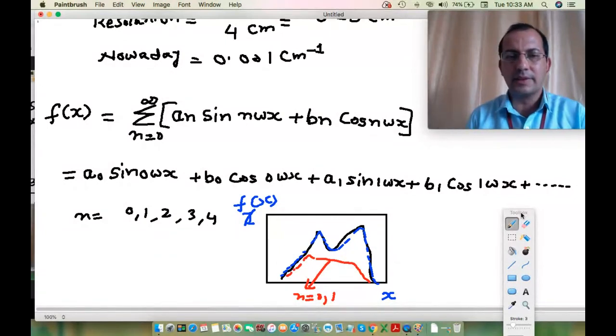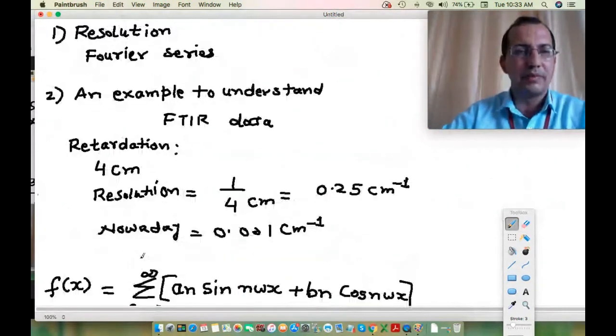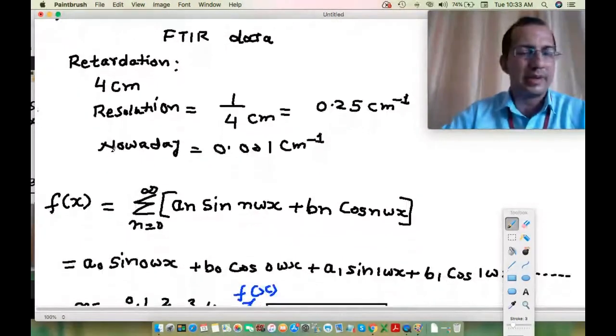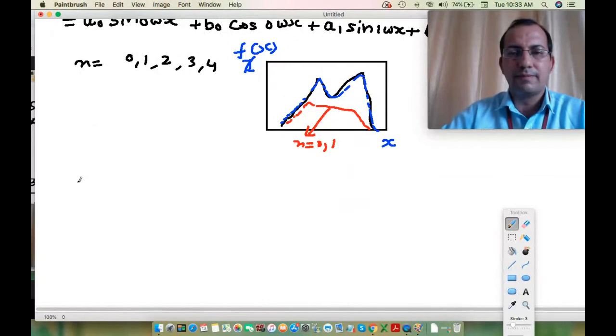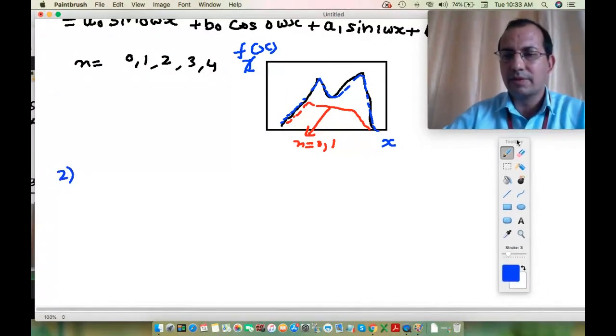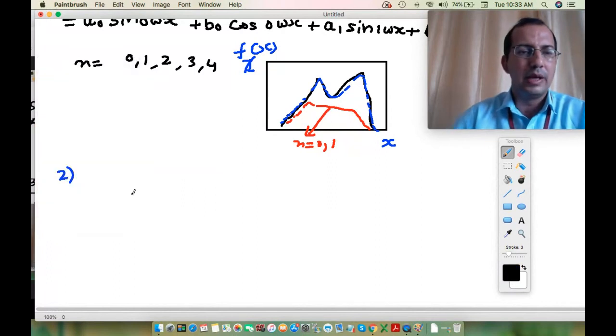Now let's come to the second point which we would like to understand, which is an example to understand FTIR data. Before understanding this, I think it would be better to have the second point with an example, otherwise you will not be able to understand what is happening with the system itself. Let me find that point for you.